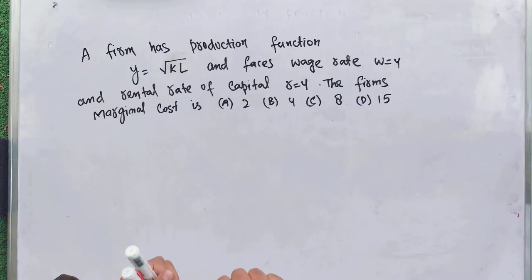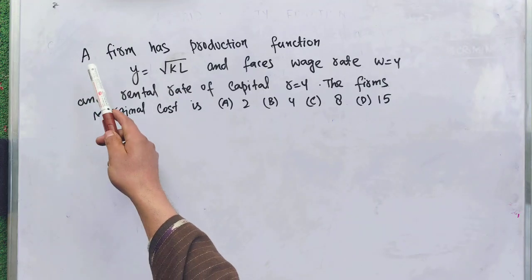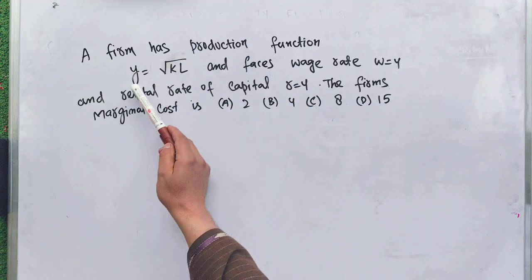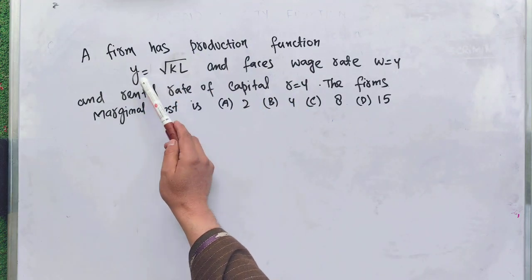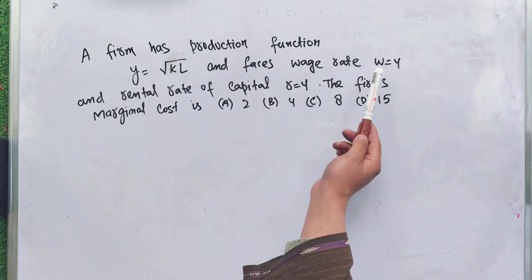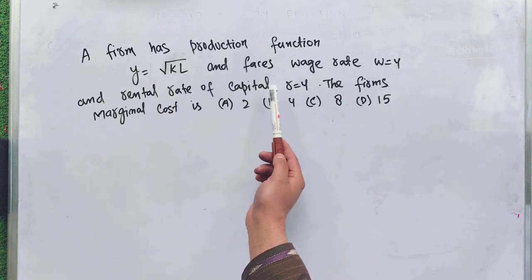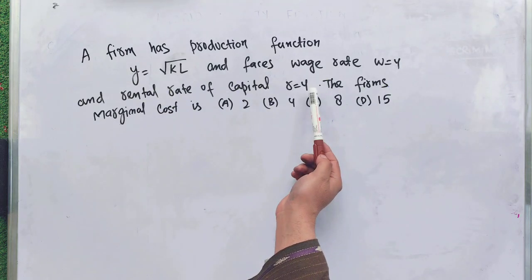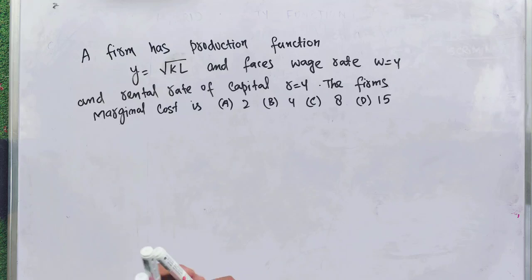And how to find out the marginal cost from the given production function? The question is, a firm has a production function y as a function of capital and labor, that is y is equal to under root KL, and faces a wage rate of $4 and a rental rate of capital of $4. We need to find out the firm's marginal cost.